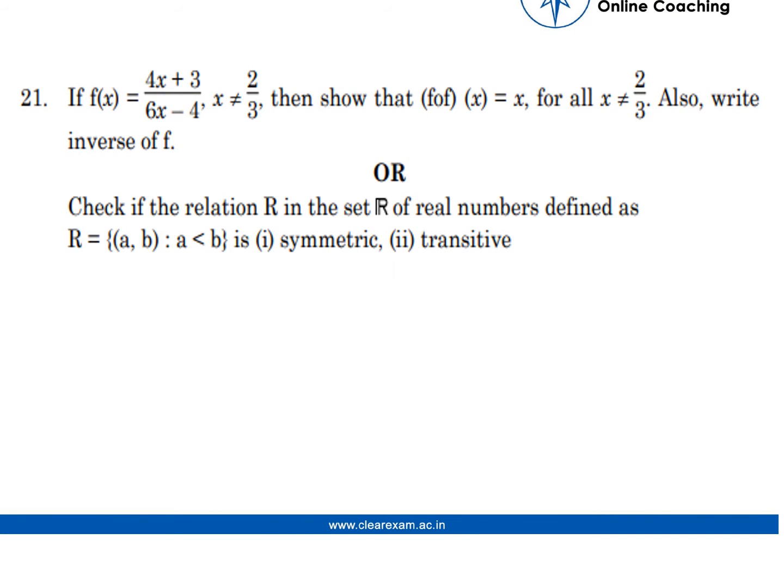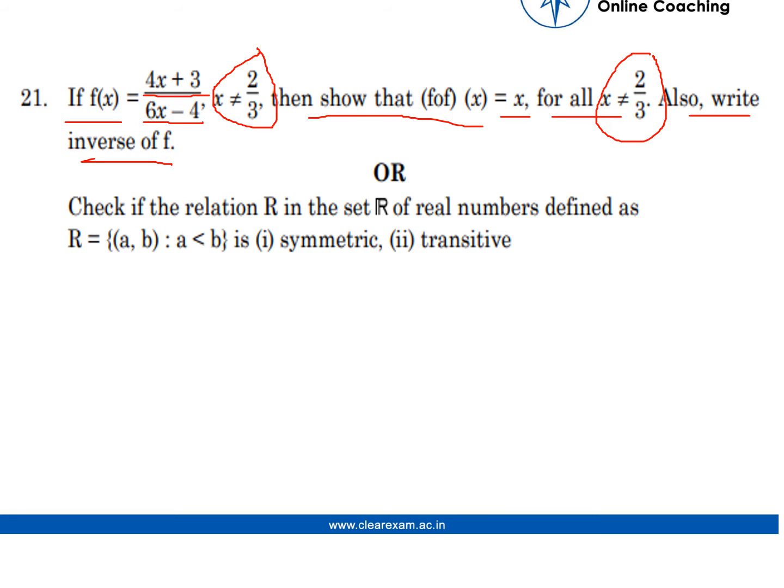Hello. So our question today is: if f(x) = (4x + 3)/(6x - 4), where x cannot be equal to 2/3, then show that f of f(x) equals x for all x not equal to 2/3. We also have to write the inverse of f.